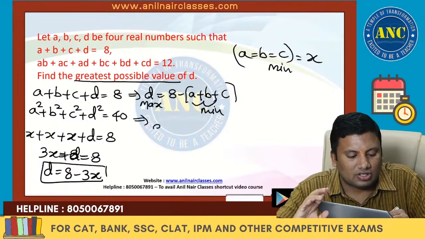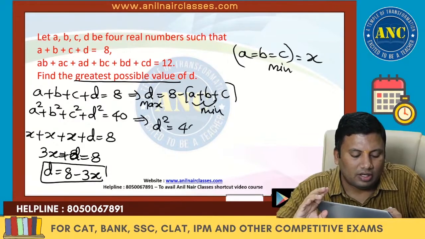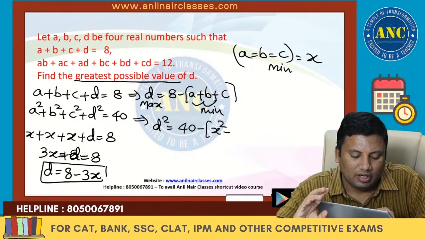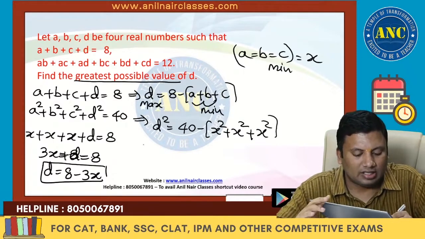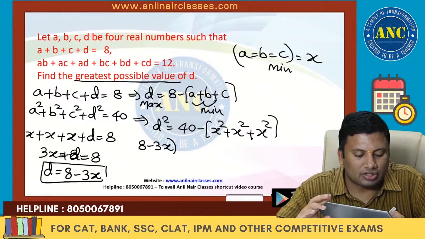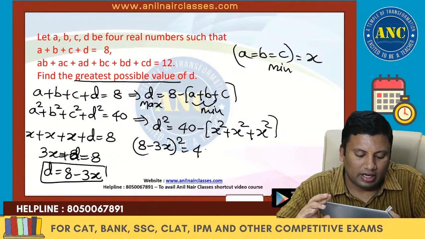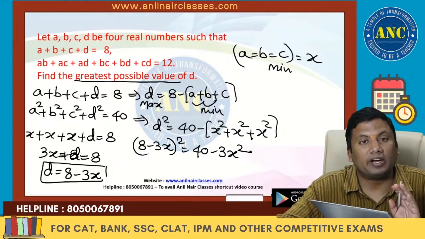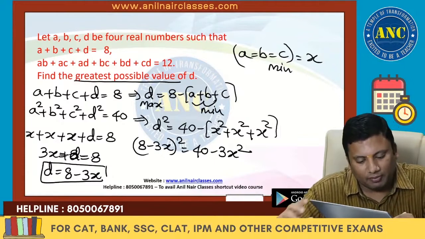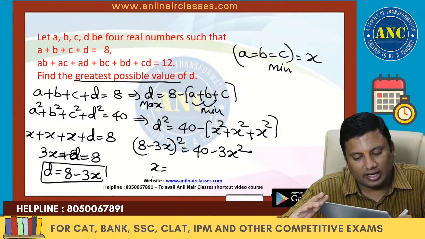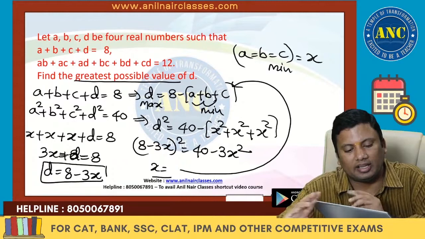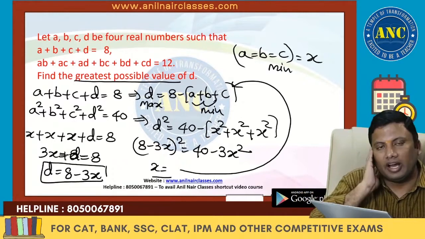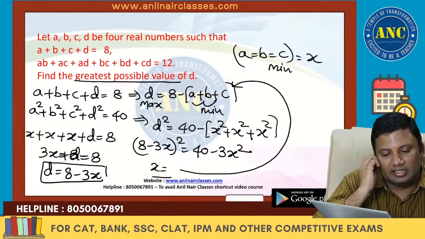So this equation is d square equivalent to 40 minus (x square plus x square plus x square). d is nothing but 8 minus 3x, whole square, equivalent to 40 minus 3x square. I hope it is clear, right? So from there you will get the value of x, substitute here, you will get the value of maximum d. I hope the idea is clear.